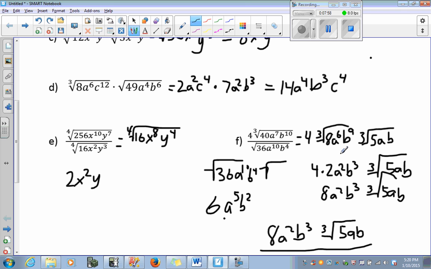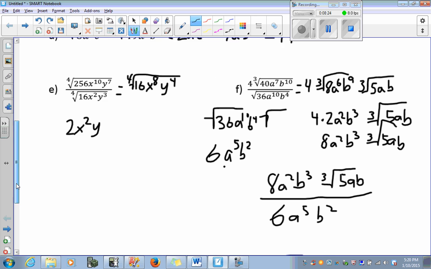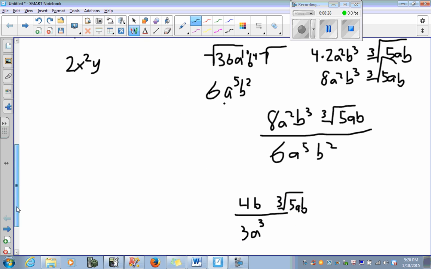Now let's go to our denominator. Our denominator, square root of 36, a to the 10th, b to the 4th. So I will put that under a radical. Square root 36, a to the 10th, b to the 4th. The square root of 36 is 6. The square root of a to the 10th is a to the 5th. The square root of b to the 4th is b squared. So now we have our numerator, now we have our denominator. So our numerator is 8a squared b cubed, cubed root of 5ab, over 6a to the 5th b squared.